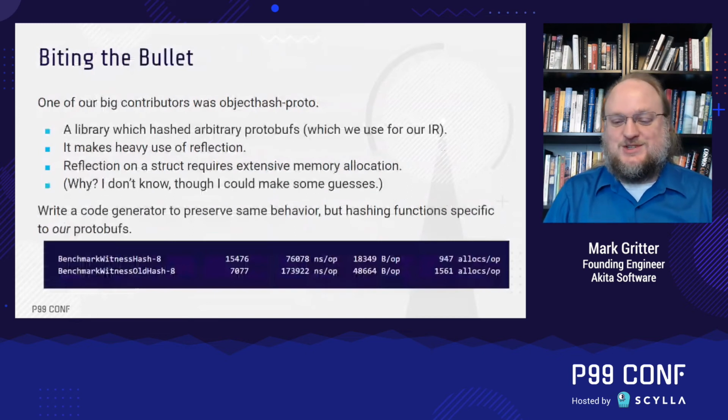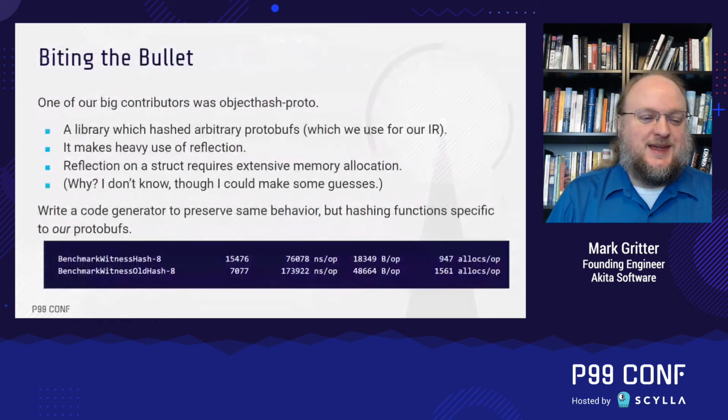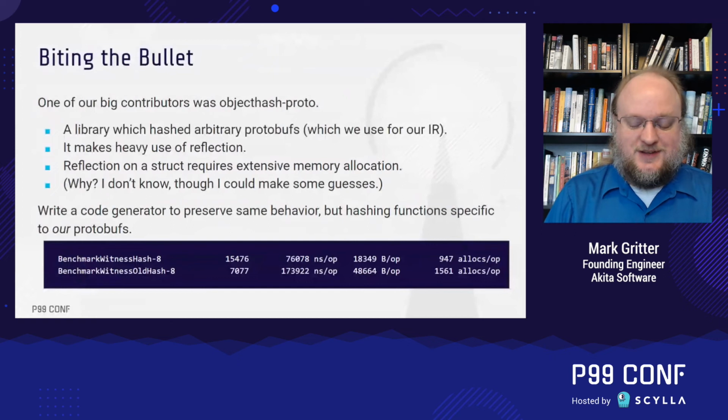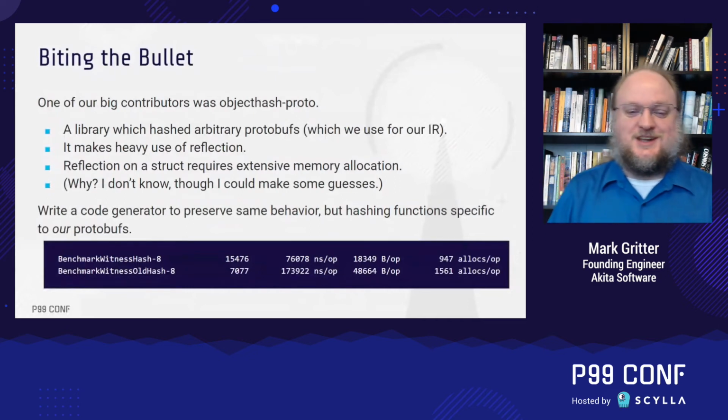So I mentioned there was a hotspot that showed a lot of cumulative memory usage, and this was in a library called object hash proto. We hash our intermediate representation a lot, maybe too much, but it's useful for deduplication and for keying objects that don't have a natural order.